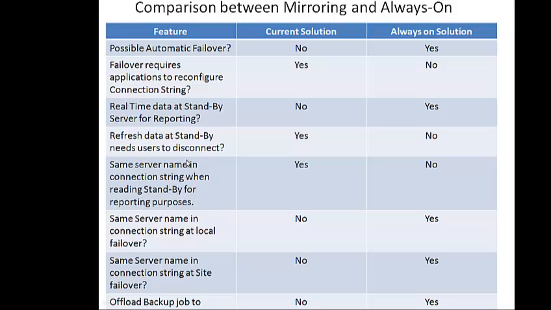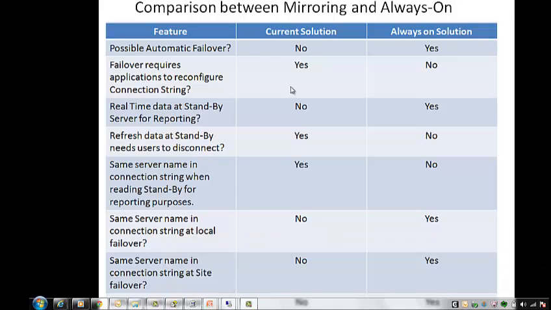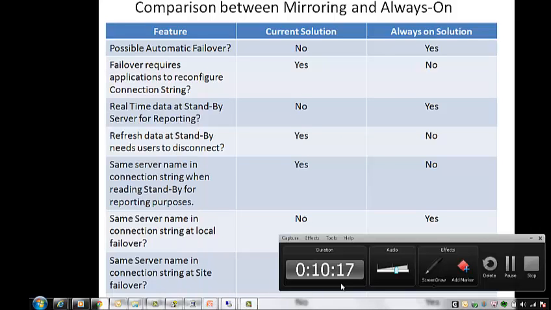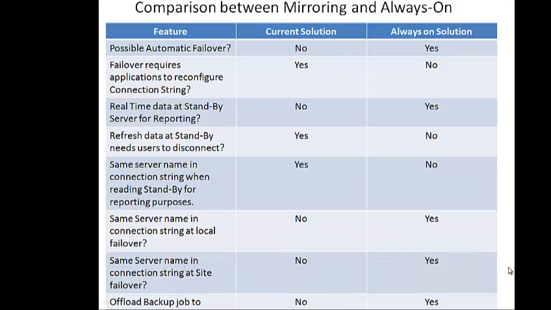Let me go to that bullet point, if you give me just a second. There is something that I want to draw here, and I just want to make sure that I am good there. So, refresh data at standby needs users to disconnect. You have to disconnect the users in the current solution, but for Always On you don't need to.